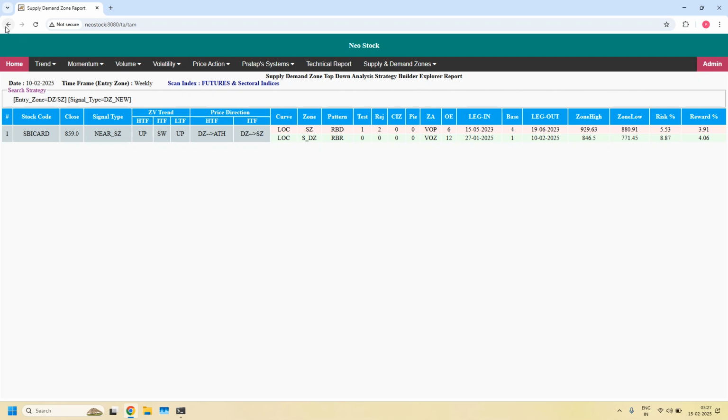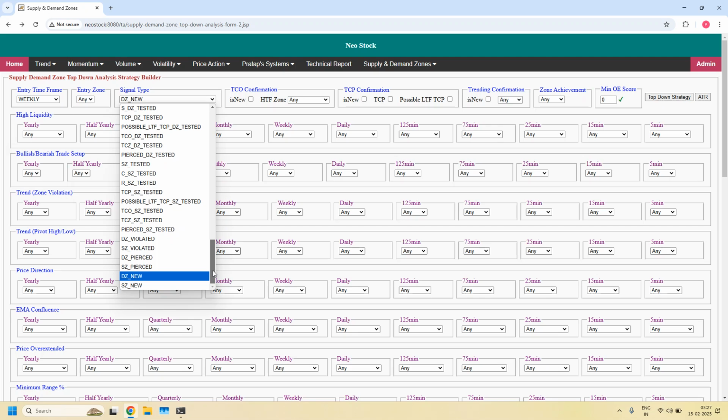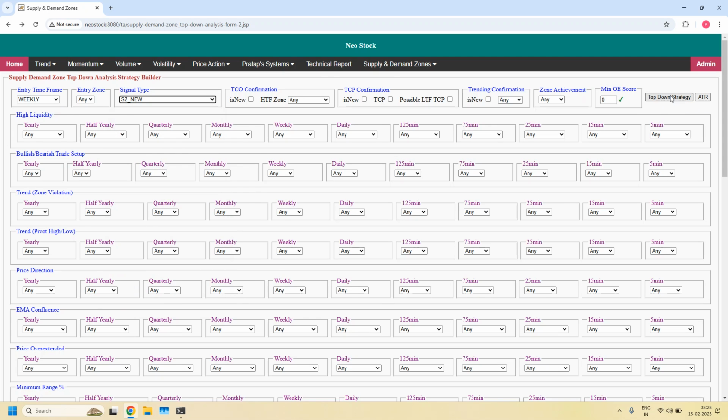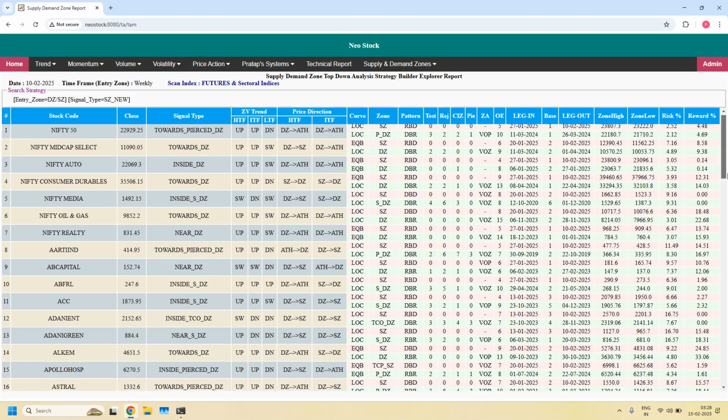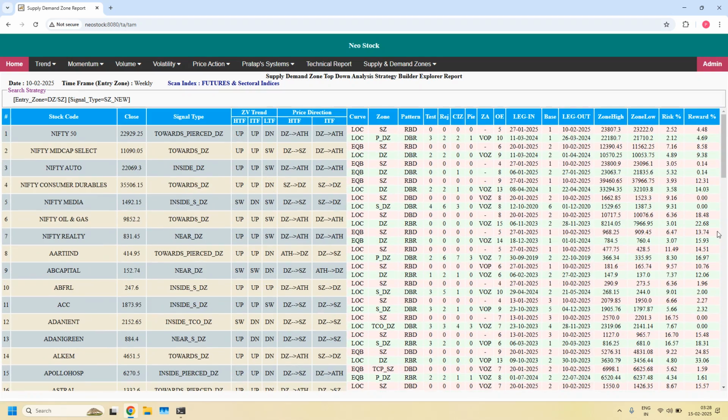Okay, next, for weekly time frame, let us find the stocks having newly created weekly supply zones. See, 71 newly created supply zones are there. That's why you have to understand there was a huge supply in the market this week. Supply is very strong.